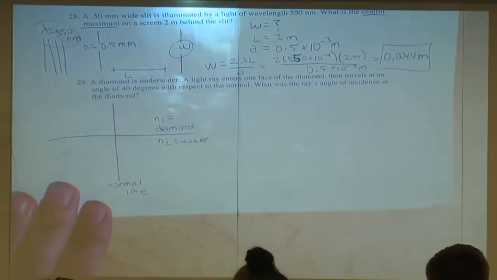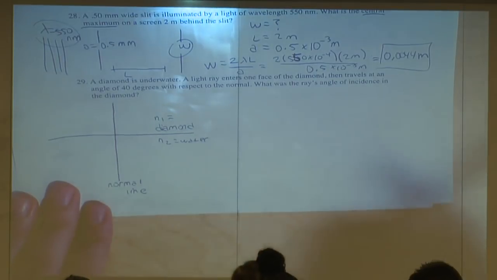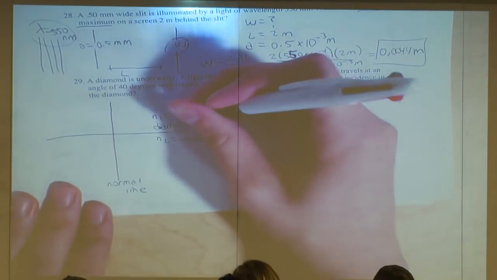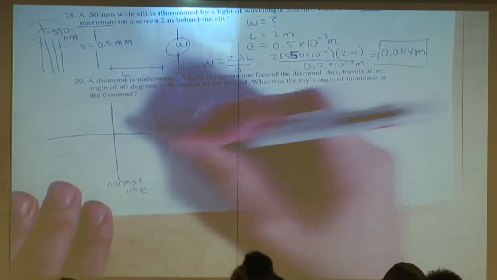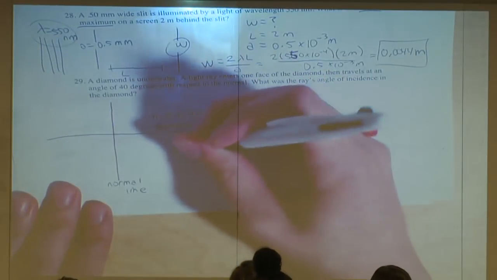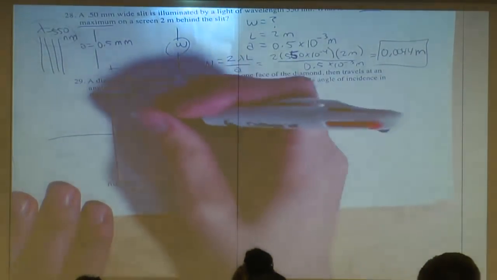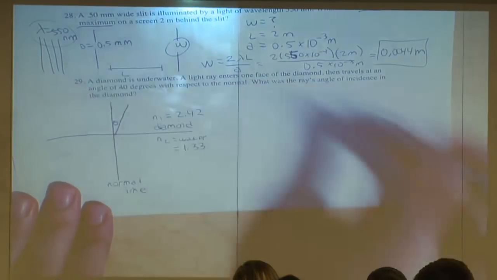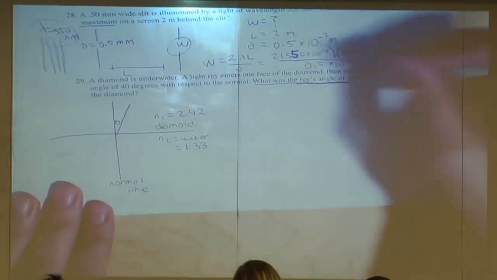Okay, so I know it doesn't give you the values for N1 and N2, but if this were a question on your exam, it'd be given to you. So N1 for diamond is going to be 2.42, and then for water, it's going to be 1.33. Okay, so we have that it's going inwards like this, and we want to know what this angle is, right? Because it says what is the ray's angle, what is the angle of incidence.